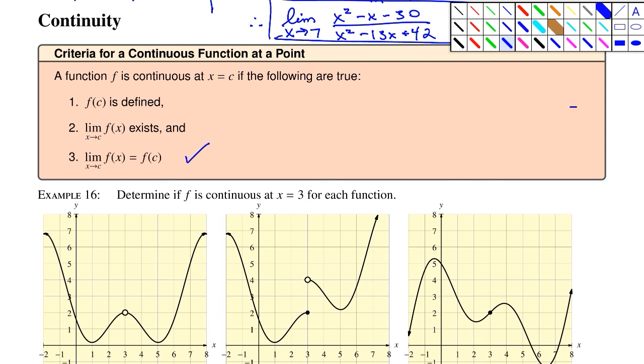Now, if any one of these criteria fail, then you're immediately done and you claim that the function is not continuous, it is discontinuous at that point for that reason.